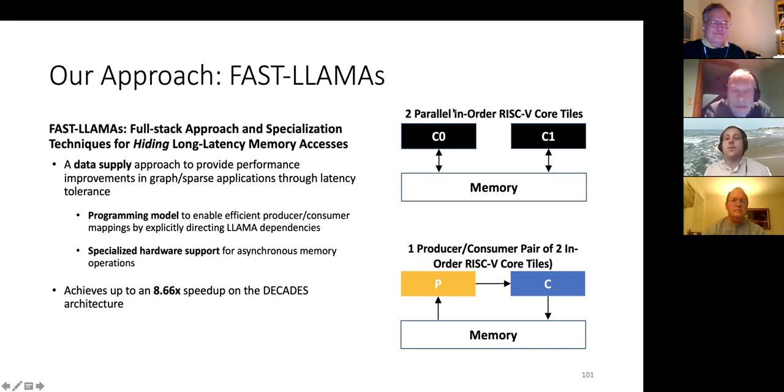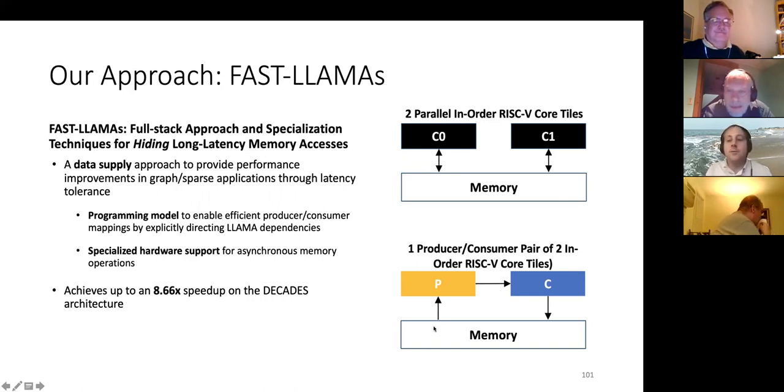Traditionally, you'd have two cores, and in our context, we're using in-order RISC-V cores because we're developing a new architecture. These cores would both do the same thing, and they'd both access memory, hit the long latency memory accesses, and basically have to pay the full cost.